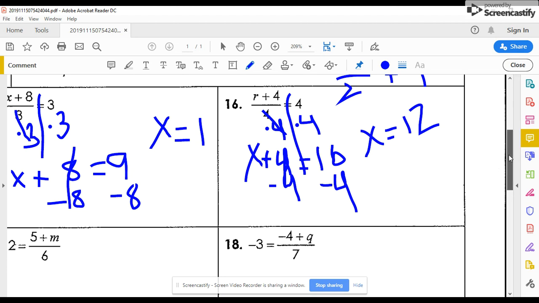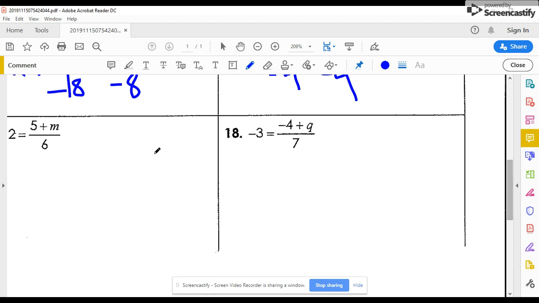All right, 2 more. If this doesn't make sense right now, feel free to pause it and call me over, and I can explain any of this to you. If it makes sense, let's keep looking at the last 2.